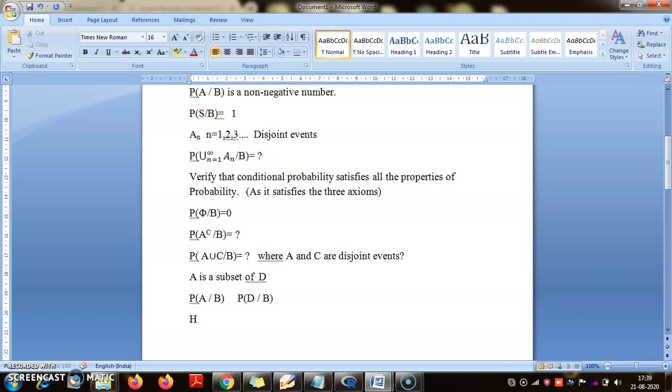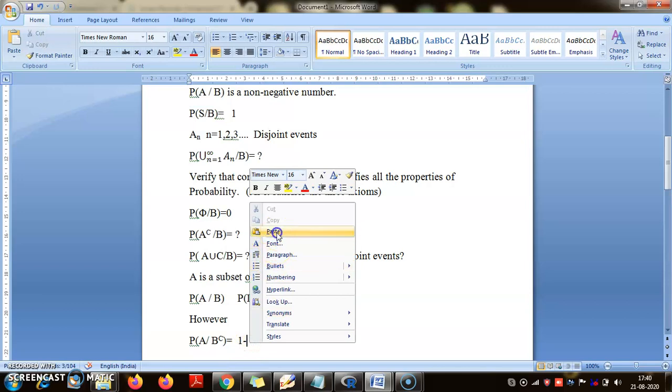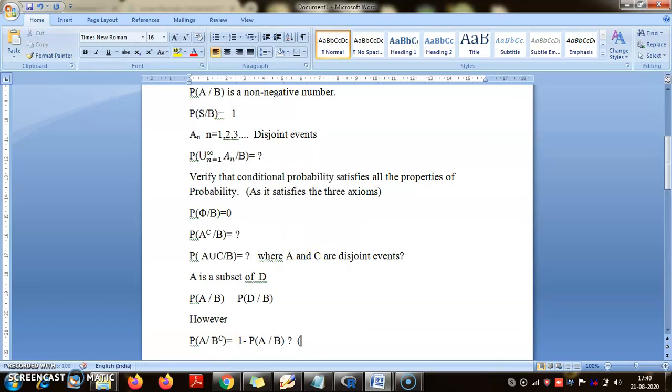However, can you tell me, is this equal to 1 minus the probability of A given B complement? Is this true or false? False. So this is something I want you to figure out.